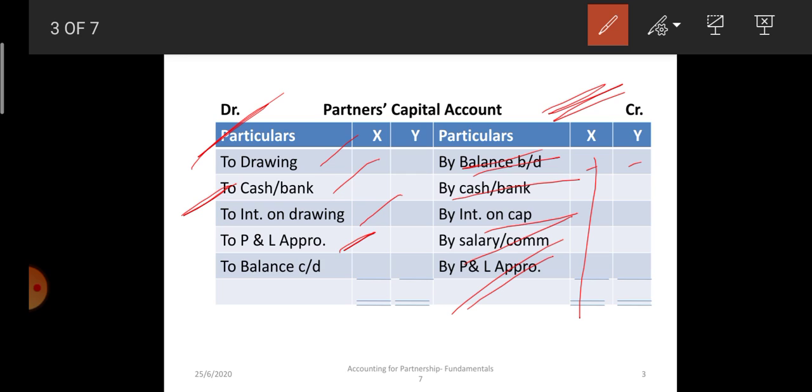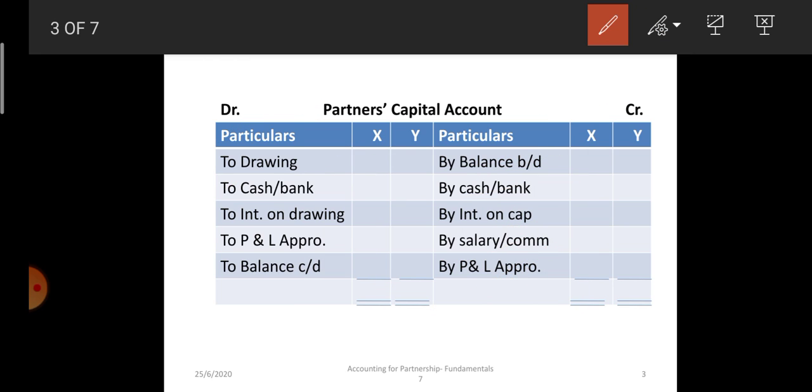Then the credit side total and debit side total is taken. If the credit side total is more, it will be written as to balance c/d. There are chances that the debit side total is more. In that case it will be by balance c/d. All of you again go through this. These items like interest on capital, salary, and share of profit come from the debit side of the P&L appropriation account, and interest on drawing and loss from the credit side of the P&L appropriation account.